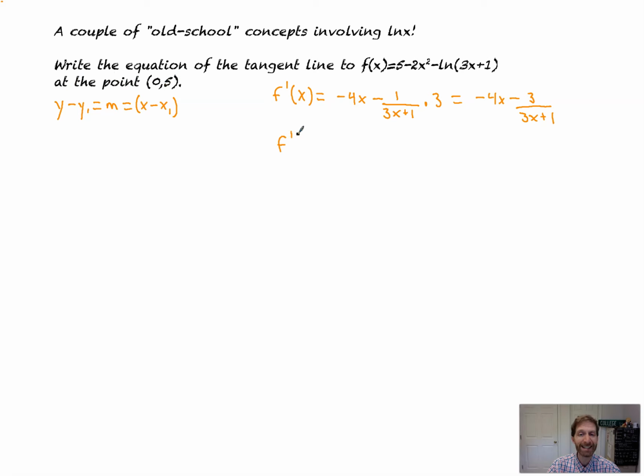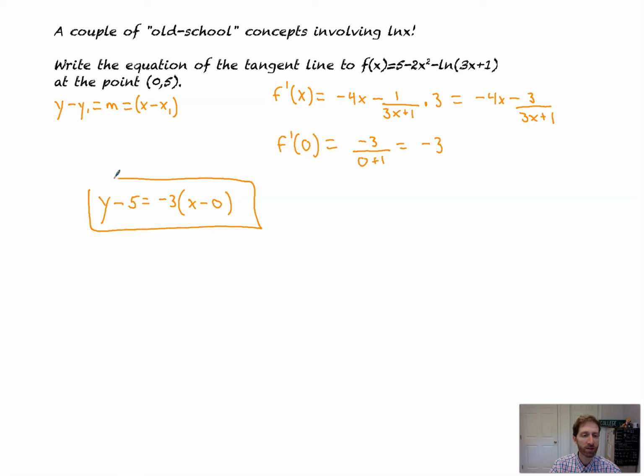So now from here, what we need is the derivative at the point (0, 5). So I'll plug in 0, f prime of 0. Well, 0 plugged into here is 0. Then we're going to get negative 3 over 3 times 0, plugging in 0 here, is 0 plus 1. That's very nice. That's going to be negative 3. So it's not a bad number at all. And we just plug it into our tangent line equation. y minus y1 is 5 equals the slope, negative 3, which we just found with the derivative process, and then x minus 0. That's it. That's your answer.